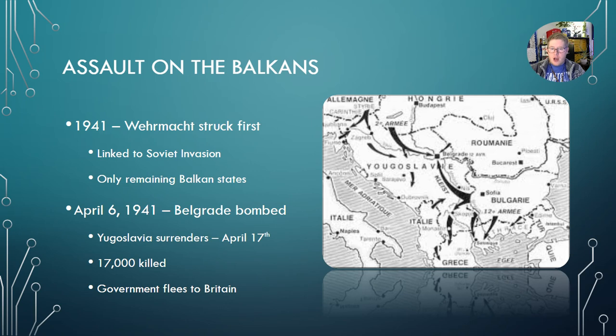So, on April 6, 1941, the Luftwaffe are going to bomb Belgrade, which is their capital in Yugoslavia. And Yugoslavia will surrender 11 days later on April 17th. 17,000 people will be killed during the air raid. As a result of this, the Yugoslavian king, very similar to other governments we've talked about this unit, like Norway and a few other places, flees to Britain.